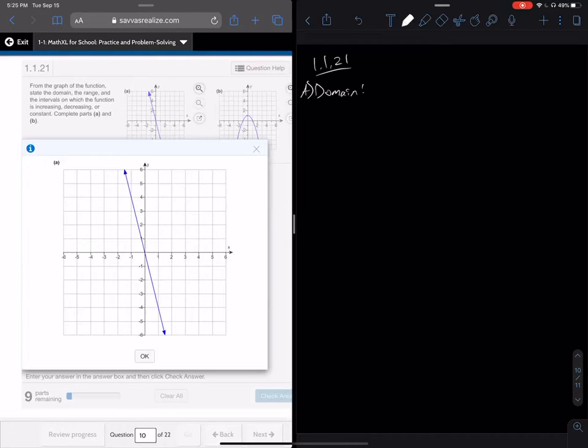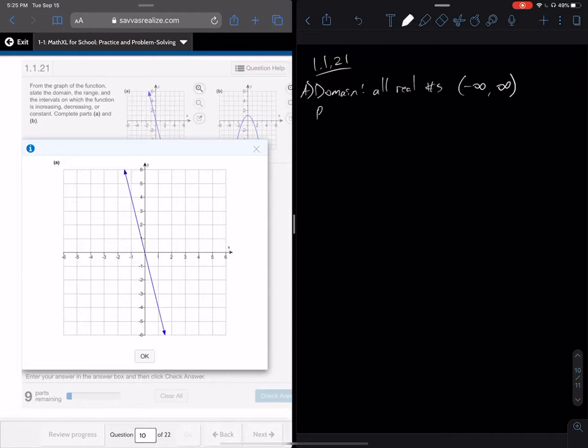So I have a straight line here. It's a linear function. My graph is going to continue going up and left and down and right. So my domain would be all real numbers. Everything is allowed. So in interval notation, I would write that as negative infinity, positive infinity.